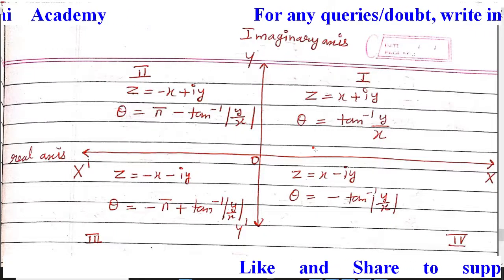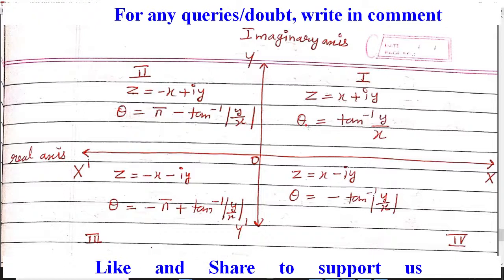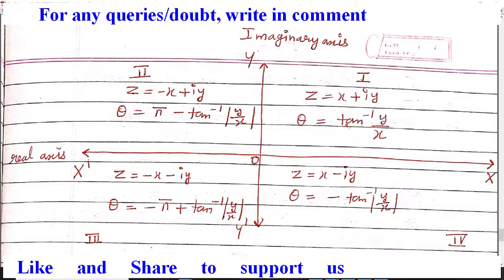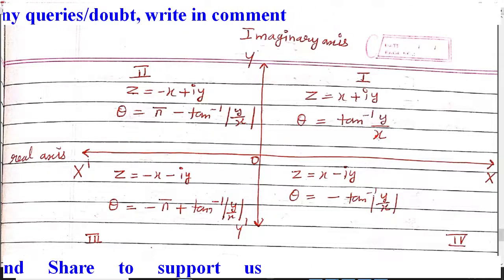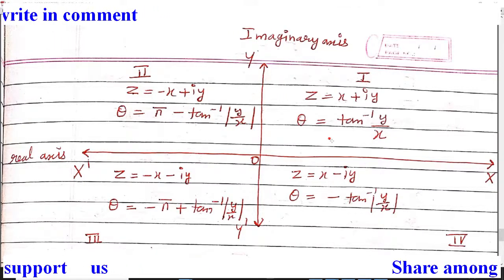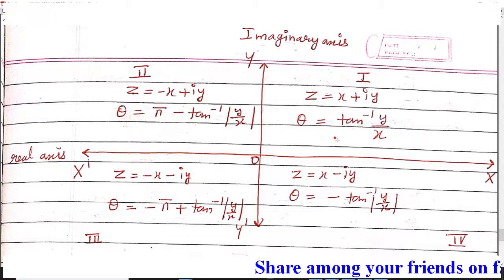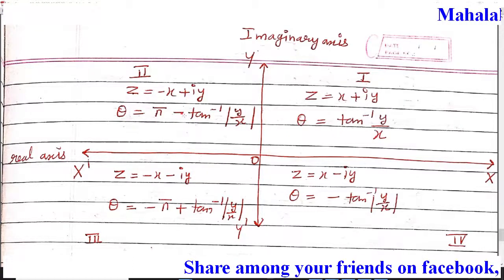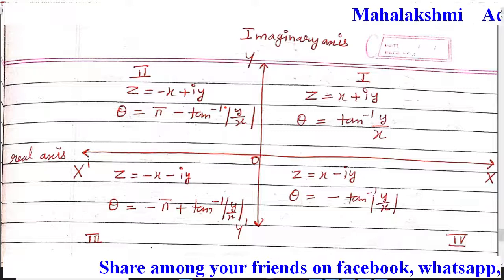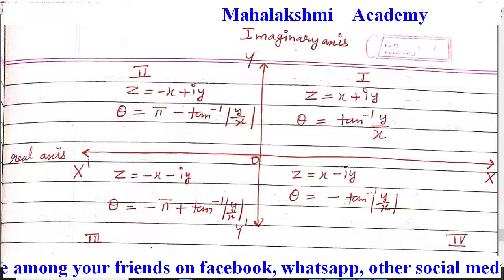Now the formula of the argument. If z lies in the first quadrant, then the formula of the argument is going to be tan inverse y upon x, the same formula which we derived just now. But if it lies in the second quadrant, the formula will change to pi minus tan inverse modulus of y upon x. Modulus of y upon x means it's going to be positive.